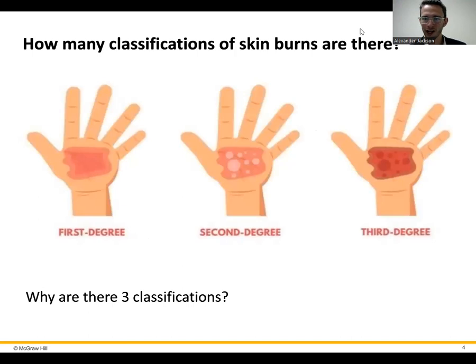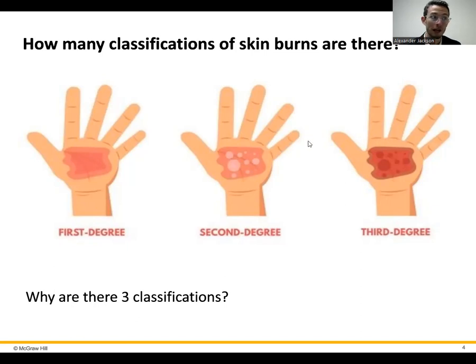Which is why burns are really bad for you. So if you've ever had a burn before, you know that they're either first, second, or third degree burns. And you can probably assume which of these is the worst, right? The third degree burn is likely going to be the worst burn. But do you know why that actually is?